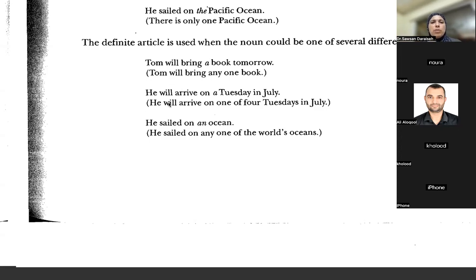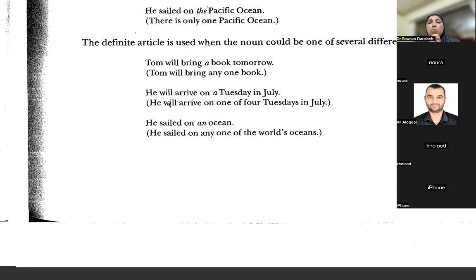So, he will arrive on a Tuesday in July. How many Tuesdays are in July, guys? Let me find: 1, 2, 3, 4. There are only 4 Tuesdays in July. Usually months have 4 or 5, depending on when the month begins and when it ends, right? That's why you said 4 and 5. Good job. But July has 4, I just checked.